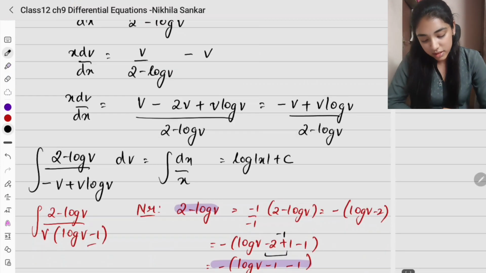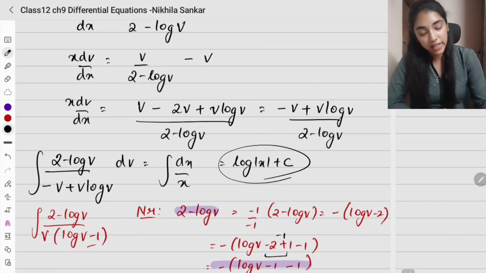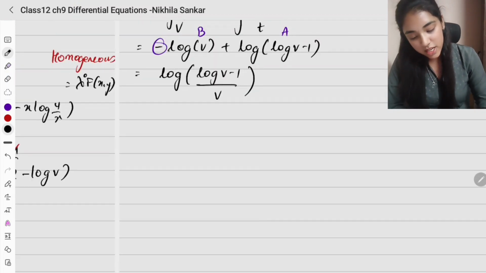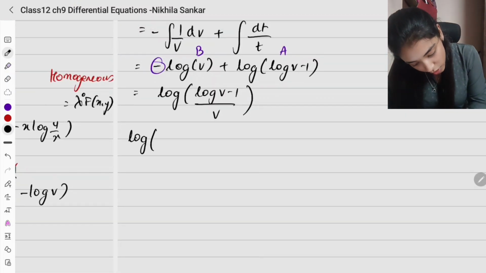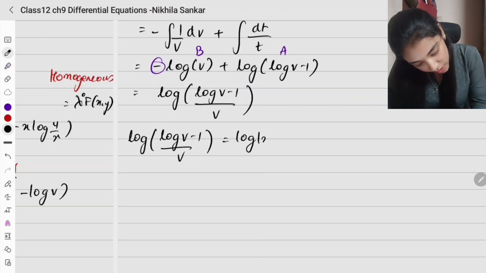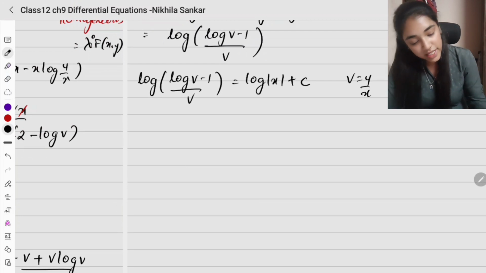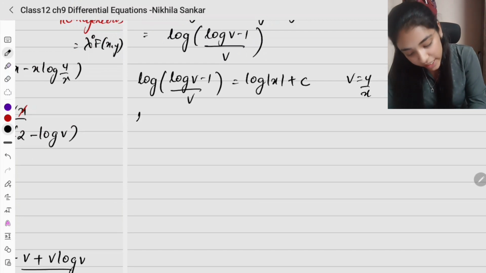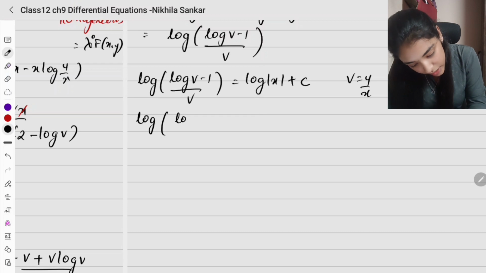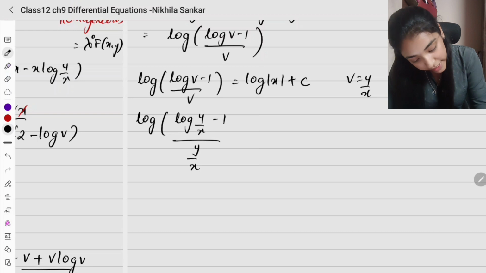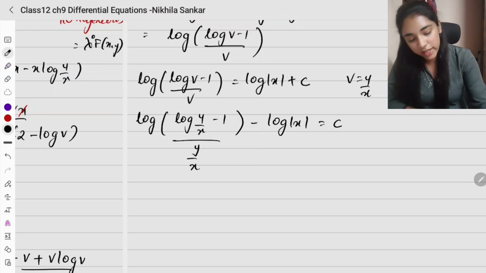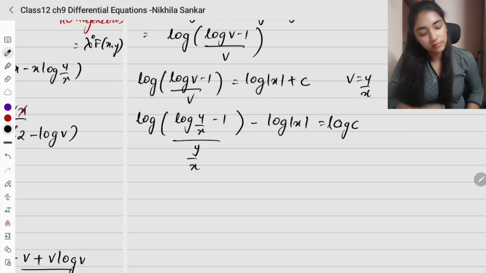Now what is on the right hand side? I have log of mod x plus c. This is my right hand side. So what is my solution going to look like? Log of log v minus 1 divided by v equals log mod x plus c. Now I'm going to substitute for v. v equals y by x. I use the substitution, right? So I'm going to replace v again. So I have log of log y by x minus 1 divided by y by x, minus log mod x equals c, or I can also take it as log c.